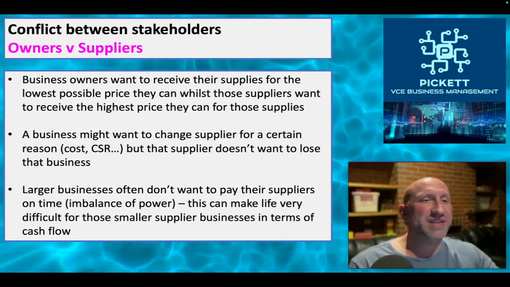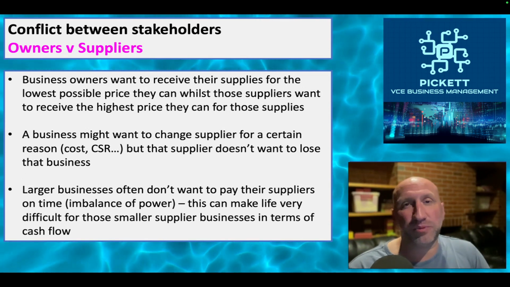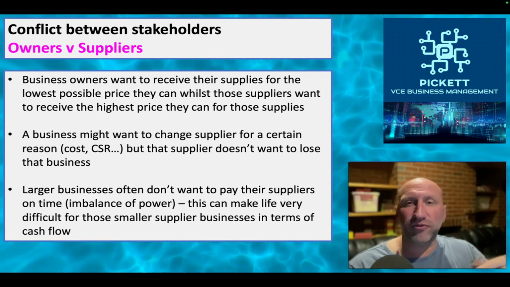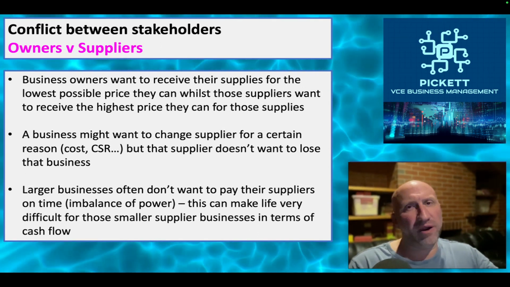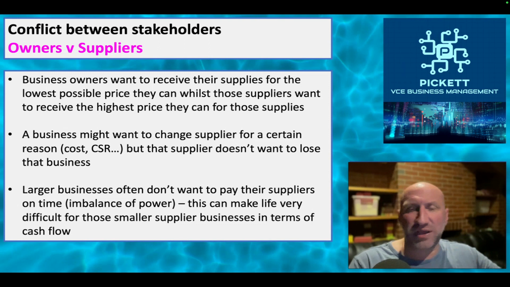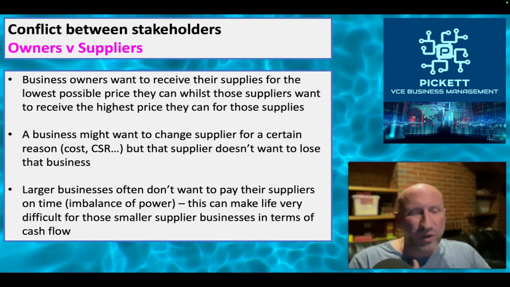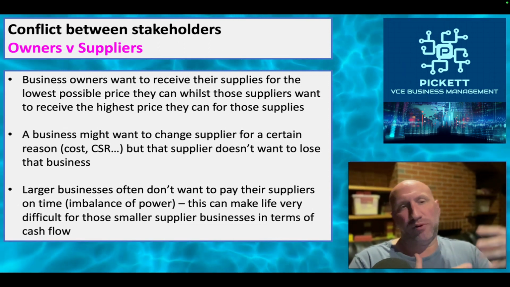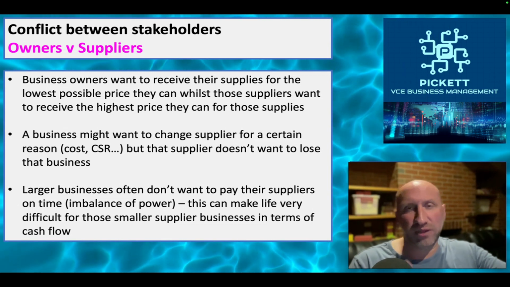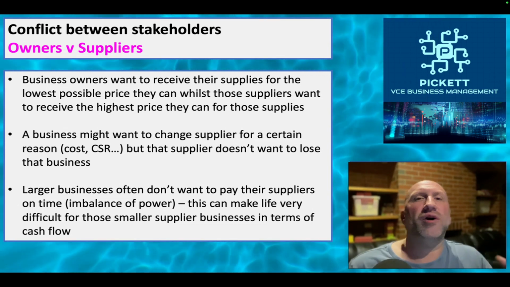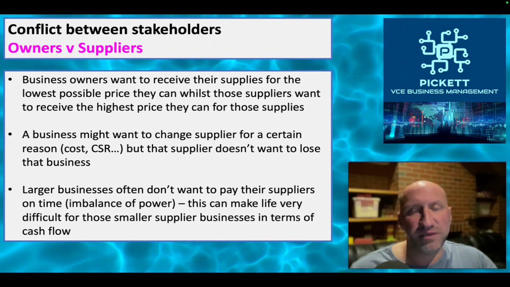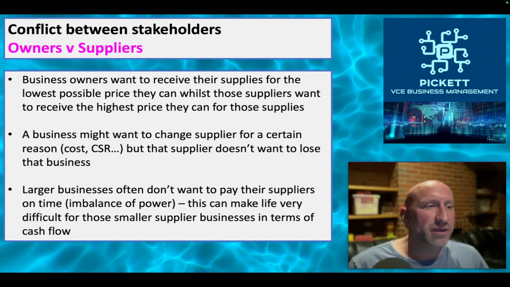Business owners want to receive their supplies for the lowest price possible. I mentioned the school before and Office Max. We buy a lot of paper at the school. We get through thousands and thousands of reams every month. We want to be buying that for the lowest price we possibly can. But those suppliers, Office Max in this case, want to receive the highest price they can for those supplies. So again, conflict.